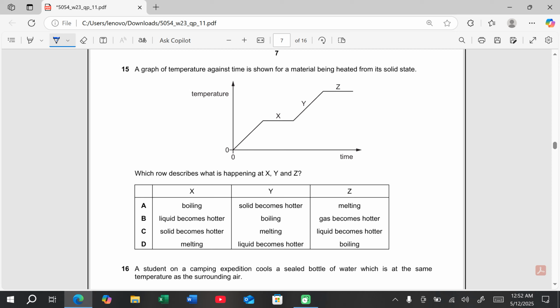The graph of temperature against time is shown for a material being heated from its solid state. Describe which row describes what's happening at x, y, and z. At x, it says from a solid state, so at x it will be melting. At y, the liquid is becoming hotter, and at z it should be boiling, so it should be D.